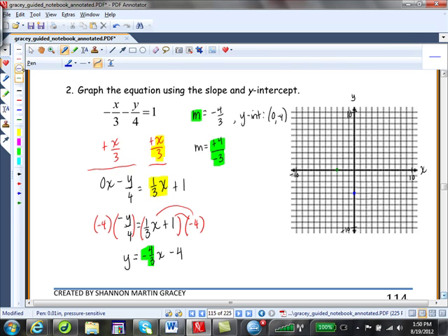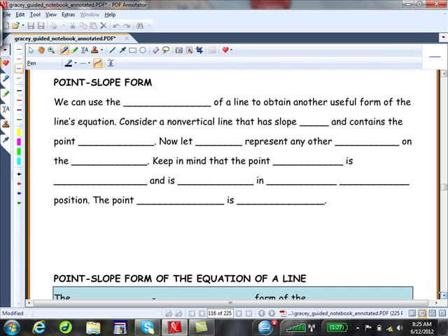So then my line will look something like that. You know what? Let's try that again. I don't like how that one turned out. Going something like that. Okay? Now on with the show.